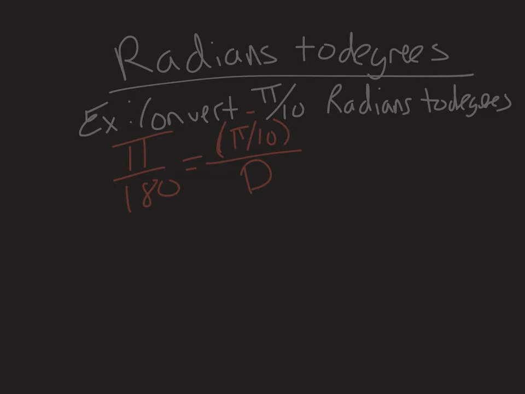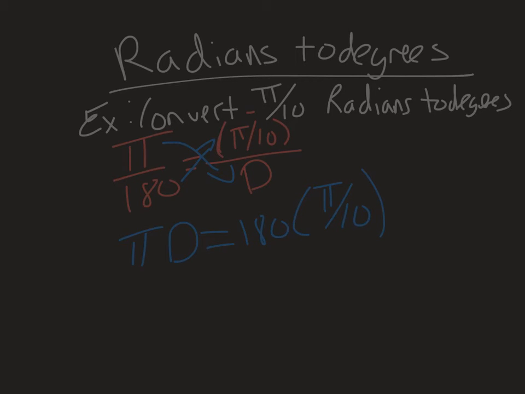Okay, so again, I'm going to cross multiply, and you may notice I have put the pi over 10 in parentheses just to emphasize that it is one entity. So we're going to take 180 times that entity, and we'll multiply pi times d. So I'm going to have pi times d, my degrees, is equal to 180 times pi over 10.